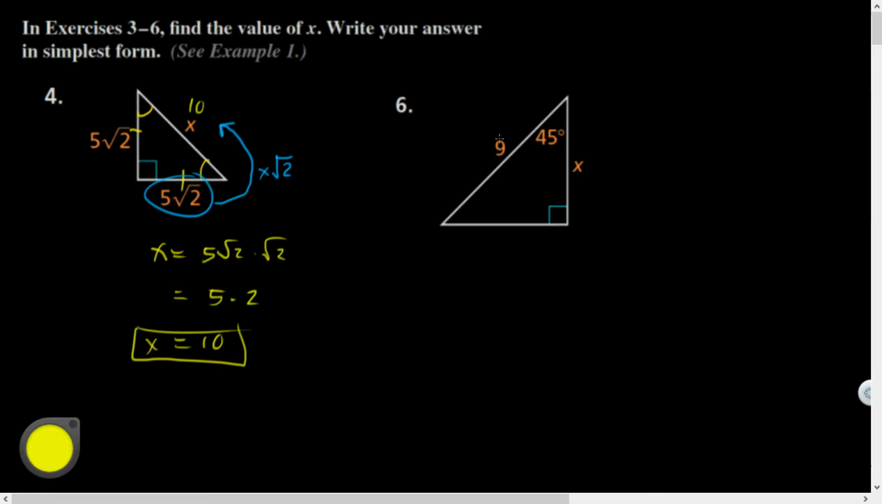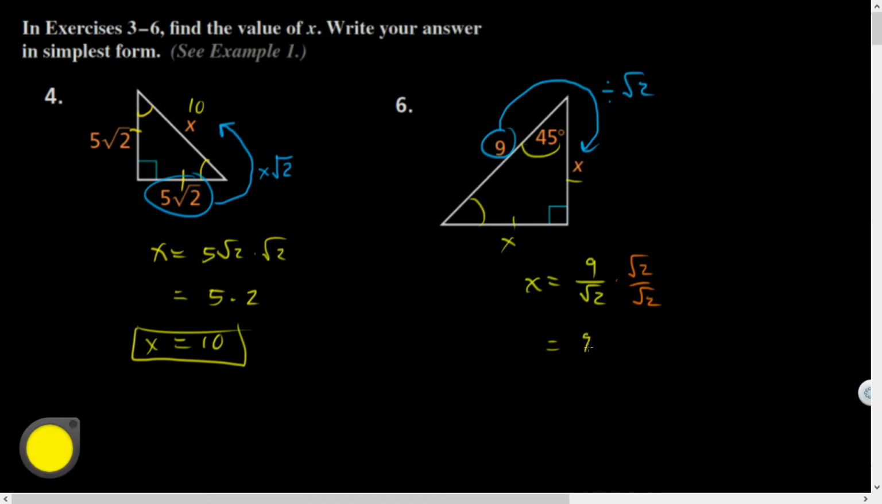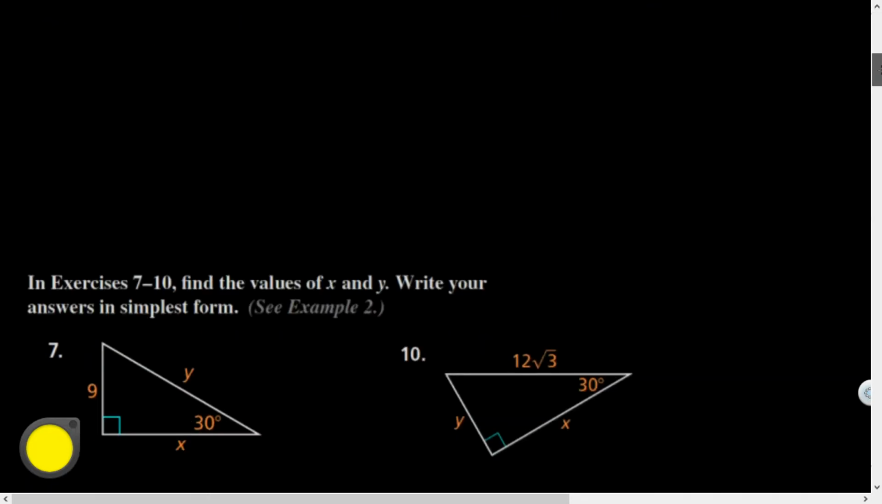Here I know the hypotenuse, but I don't know the length of the legs. Those legs would be congruent to each other. How do I go in the other direction? Divide by rad 2. So I'll have x is equal to 9 over rad 2, but I cannot leave a radical in the denominator. I got to multiply by rad 2 over rad 2. Right, because that's equivalent to 1, and the benefit of that is I'll have 9 rad 2 over root 2 times root 2, which is root 4, which is just 2. So this is the length of the legs in that situation.